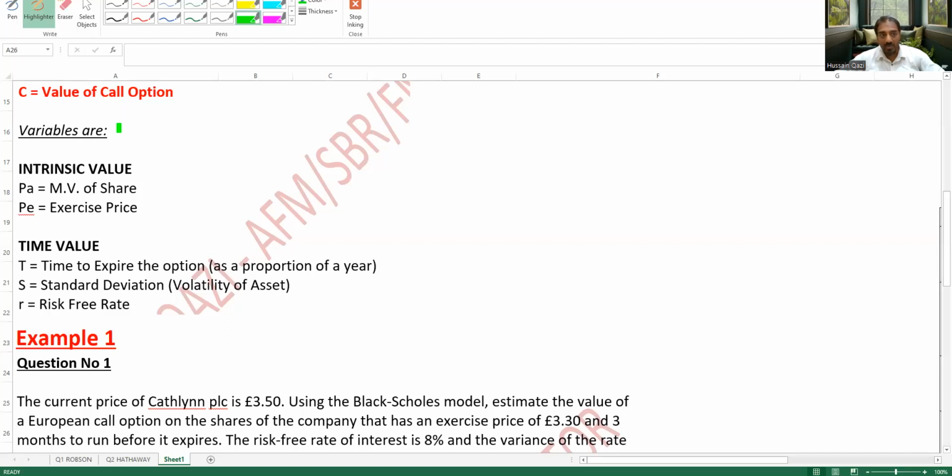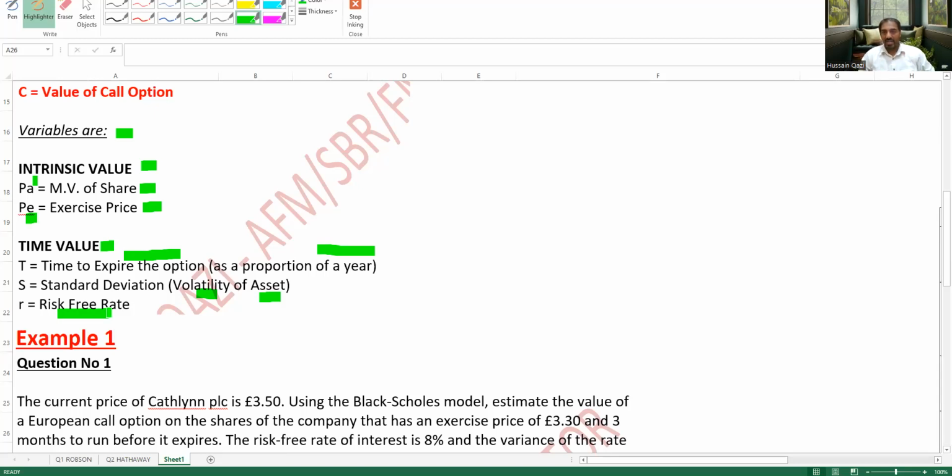Call option value by BSOP. The variables are intrinsic value, that is market value of share, say PA, and exercise price, that is PE. Time value includes three things. Time to expire the option, that is the years: 1 year means 1, 6 months means 0.5, and so on. Standard deviation, the volatility of the asset, meaning PA. R means discount rate. Here we will use the risk-free rate. That is the point.